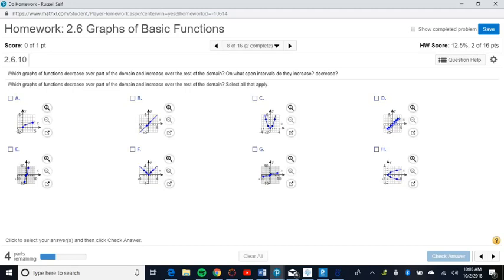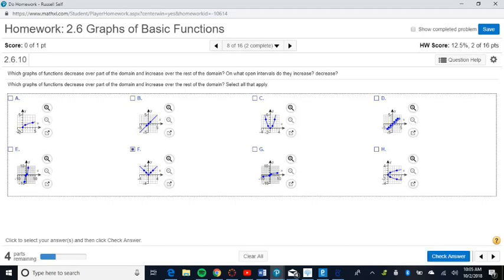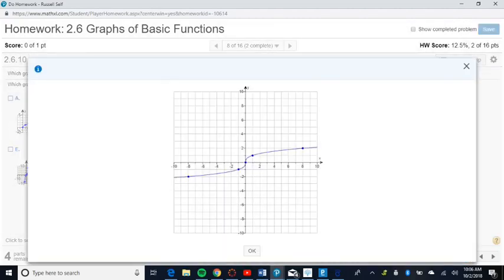Here, if you look at this one, it only goes up. No change. Here, only up. Only up. But if you look at this one, down and then up. So that one does decrease, then increase. So they want you to select all that apply. This one, always up. If you can't tell, make sure that you expand it so that you can really see.